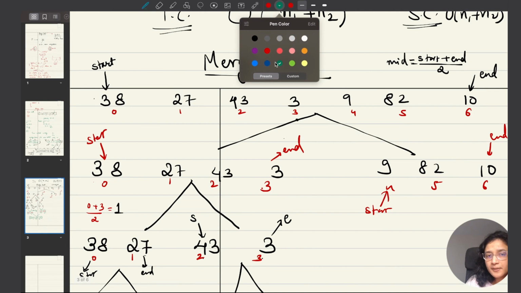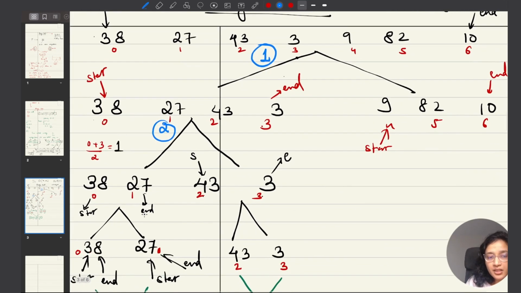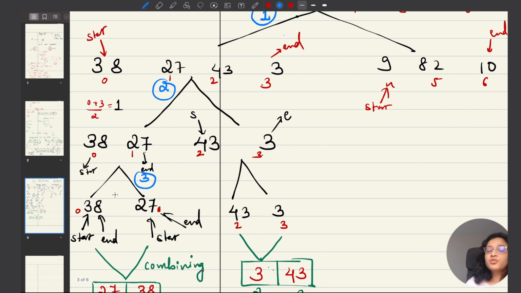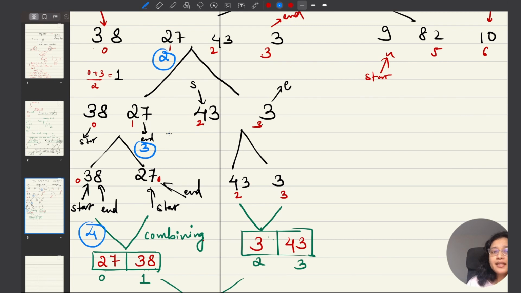Let's use a color. Let's say we use a blue color. The first step would be the division step. Okay, when you're dividing. Second step is I'm dividing here again into two parts. Then the third step is again dividing this 38 and 27 into 38 and 27. Now these are basically my subproblems which already have solutions. So my fourth step will be to combine them. Correct? After I combine them, your job here is done. You are going to go back to the parent. The parent was here. Correct?